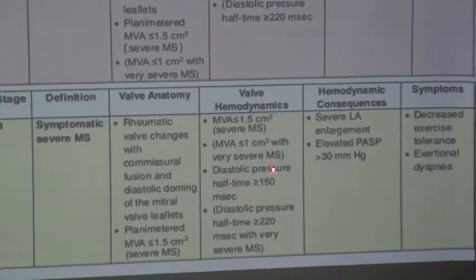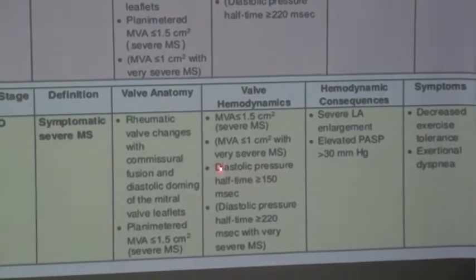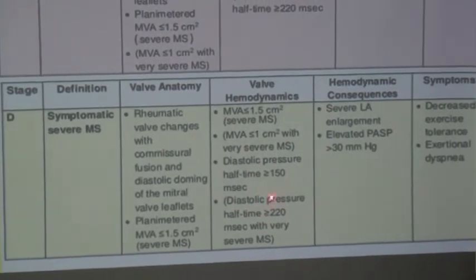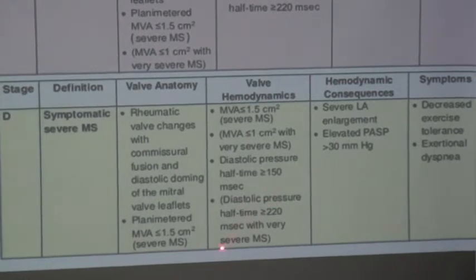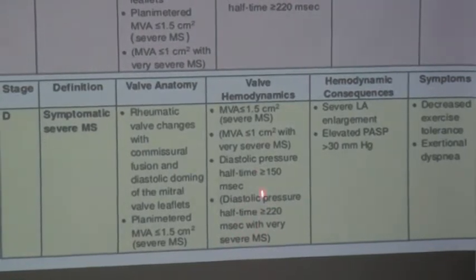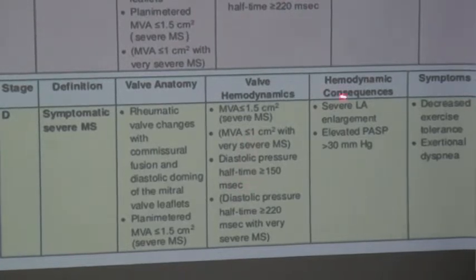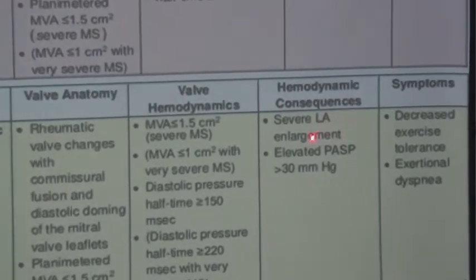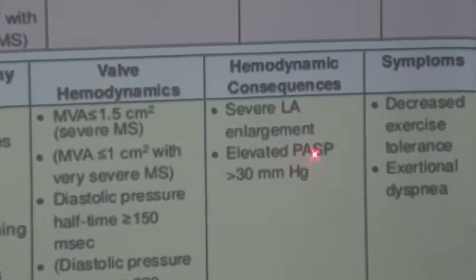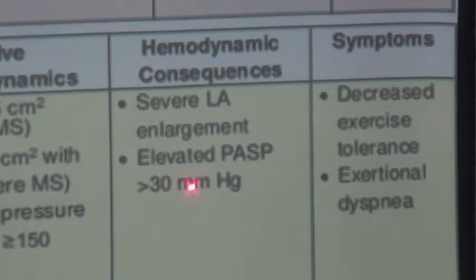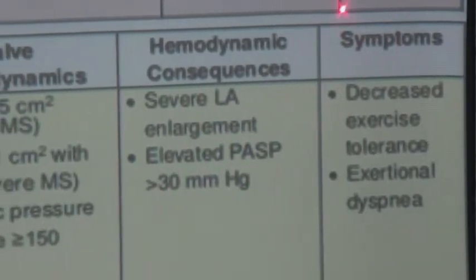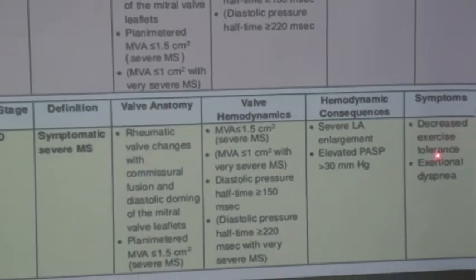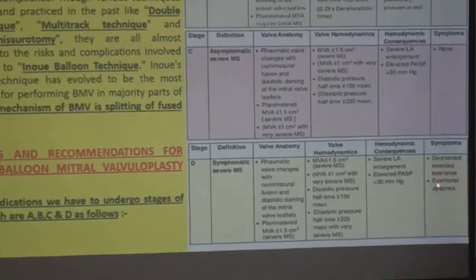And diastolic pressure half time will be more than 150 milliseconds, and diastolic pressure half time will be more than 120 milliseconds with very severe mitral stenosis. Regarding hemodynamic consequences, severe left atrial enlargement and elevated pulmonary artery systolic pressure more than 30 millimeter of mercury. Here symptoms are prominent, like decreased exercise tolerance number 1 and exertional dyspnea number 2.